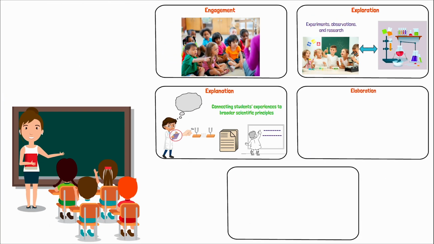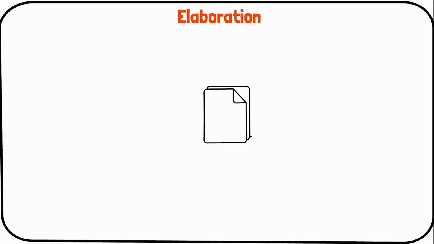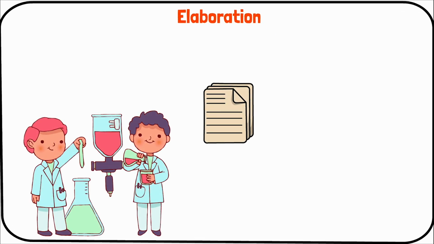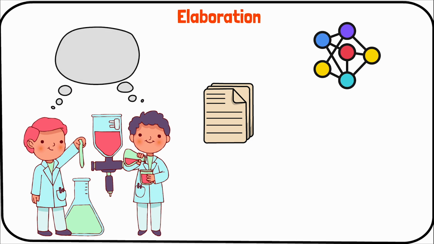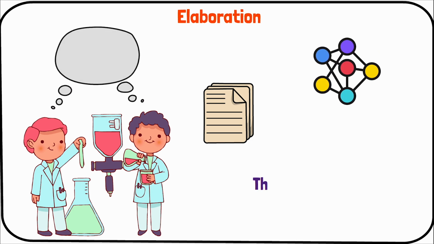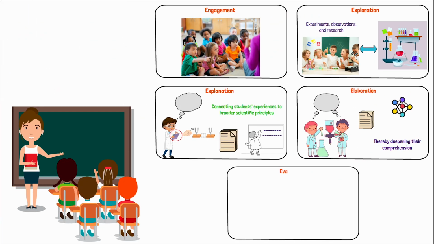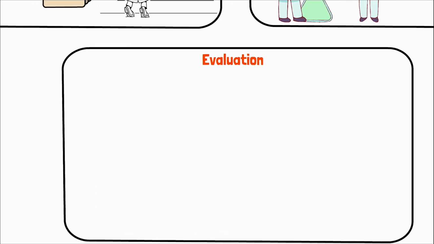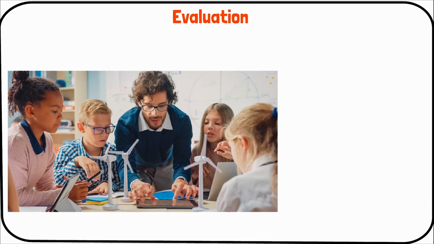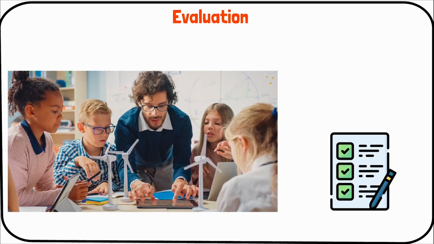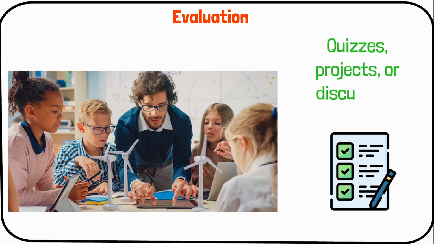Elaboration comes next, where students extend their understanding by applying what they have learned to new situations or problems. This phase encourages students to think critically and make connections between different concepts, thereby deepening their comprehension. Finally, the evaluation phase allows both students and teachers to assess understanding and learning outcomes through various forms of assessment, such as quizzes, projects, or discussions.